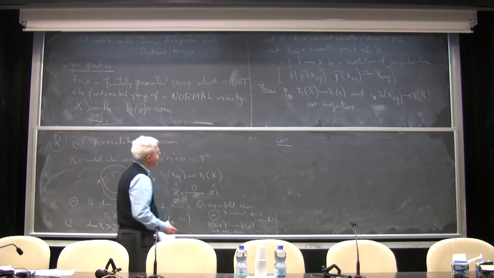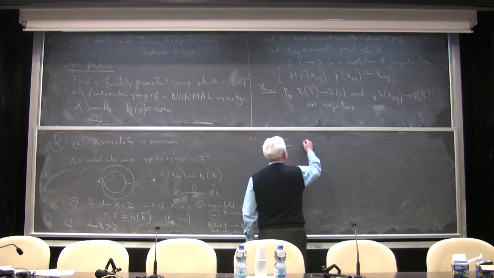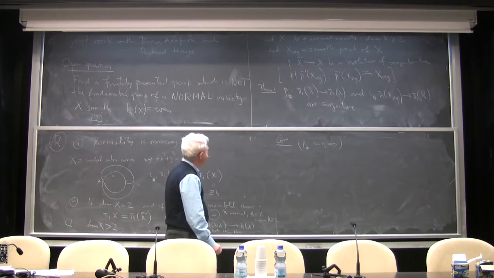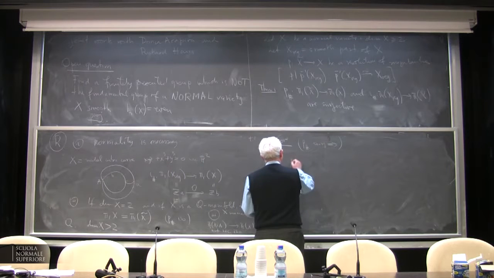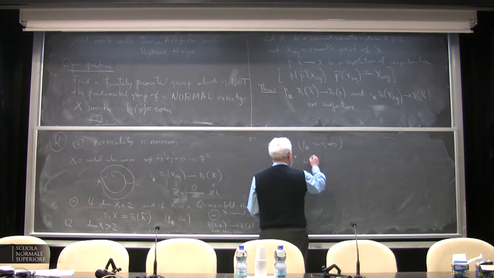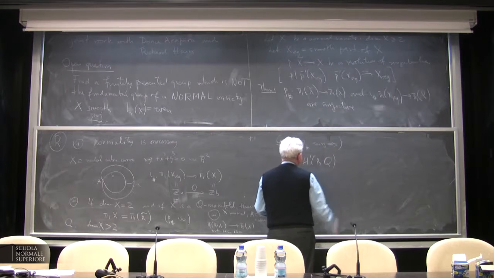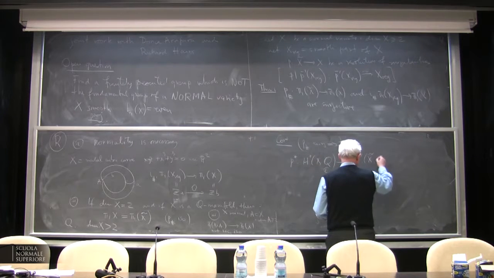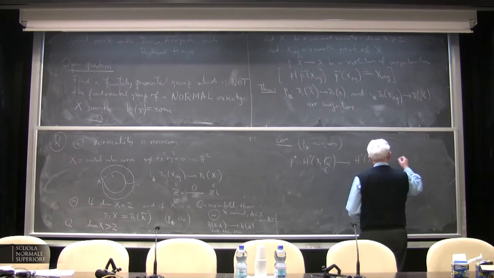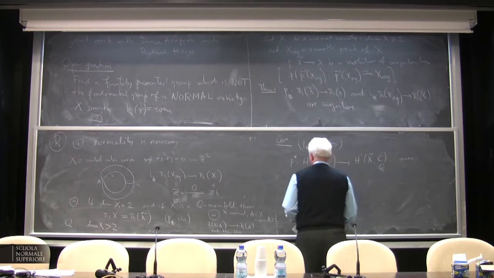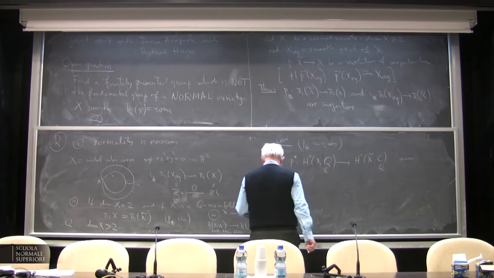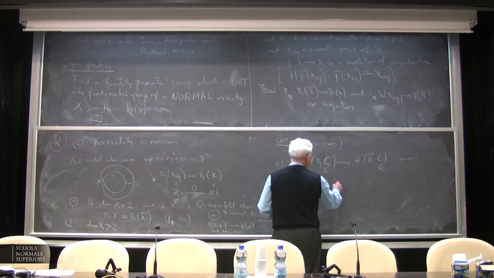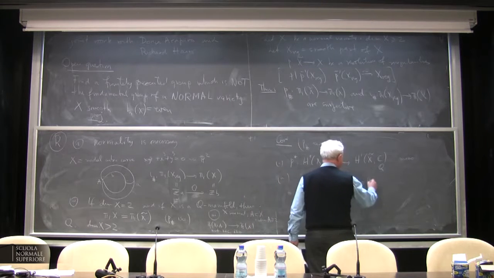Because p sharp is surjective, this implies the following properties for cohomology. First of all, the corresponding morphism at the level of cohomology, let's say with rational coefficients or complex coefficients, is a monomorphism. And similarly for homology with C-star coefficients.